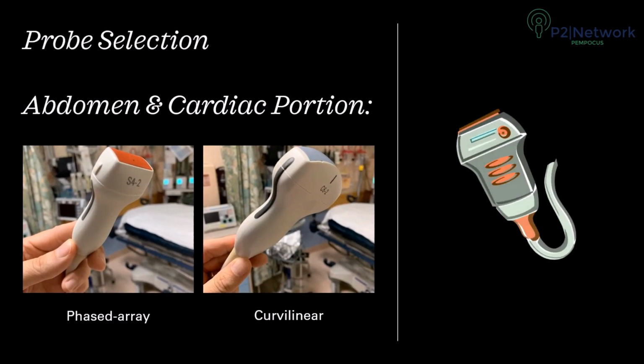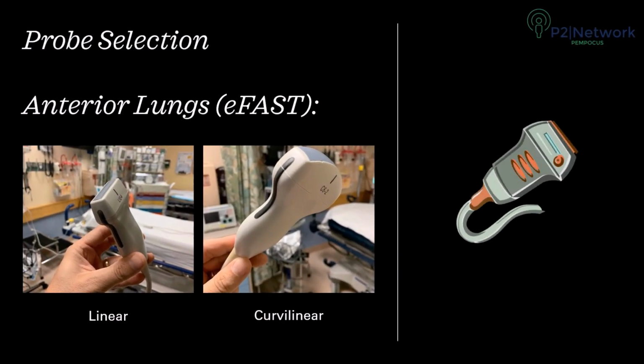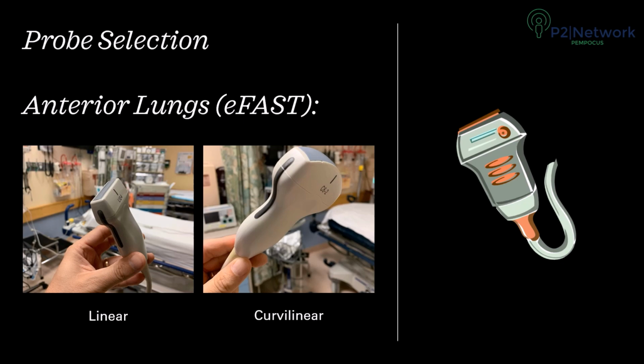The first thing to decide when performing the FAST exam is which probe you're going to use, which will be influenced by which probes are available to you. For the abdominal and cardiac portion of the exam, either the curvilinear, also known as the abdominal probe, or the phased array, also known as the cardiac probe, are appropriate and will give good images. When performing the anterior chest view, the more appropriate probes will be either the curvilinear or the linear probe, as the phased array probe will give less clear images of lung sliding.